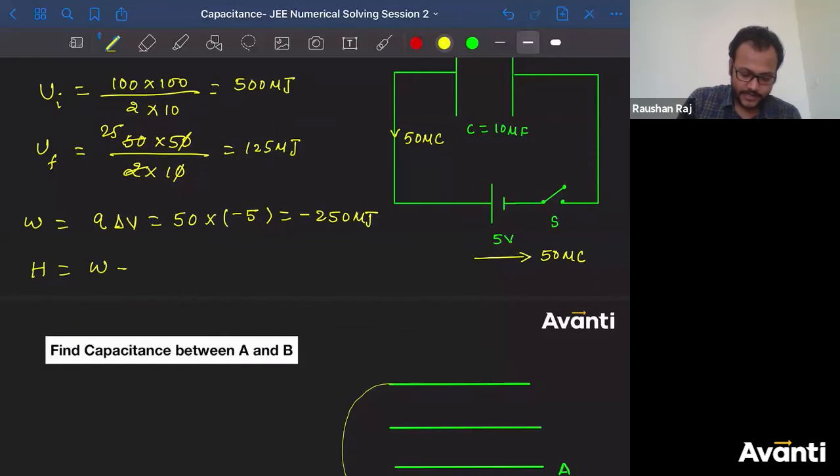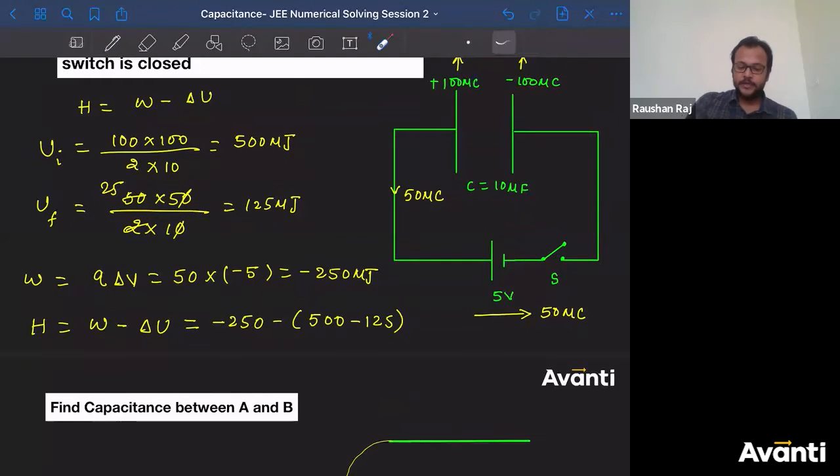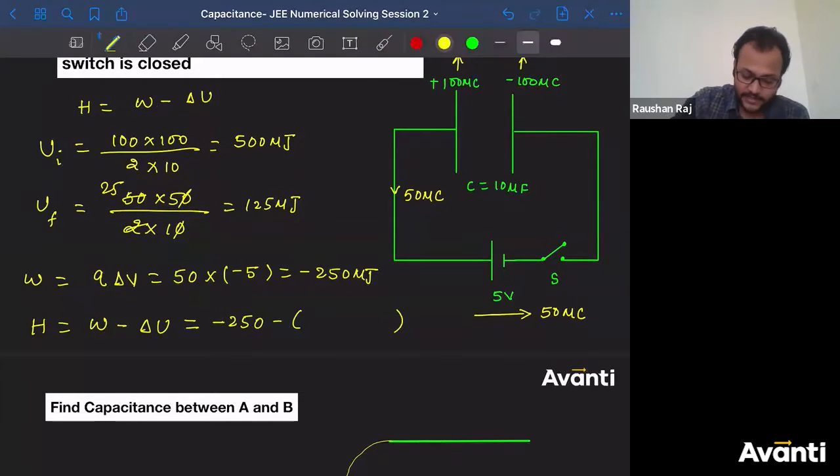Now let us find out what the heat is. So heat is work done minus delta U. What is work done? We just calculated it: minus 250, minus delta U. Delta U is final potential energy minus initial potential energy. What is the final potential energy? 500. What is the initial? Minus 125. Try to calculate it. Sorry, I did it the wrong way around, I committed a mistake here. What is final? That is 125. What is initial? 500.